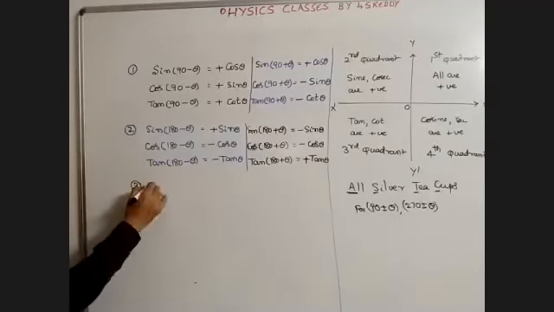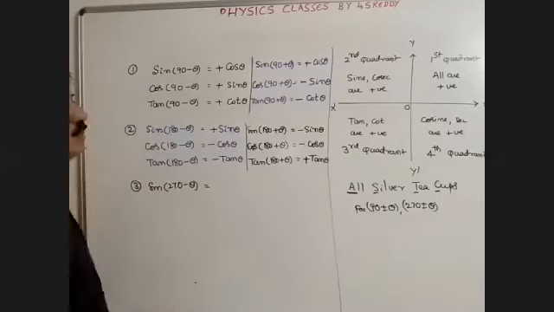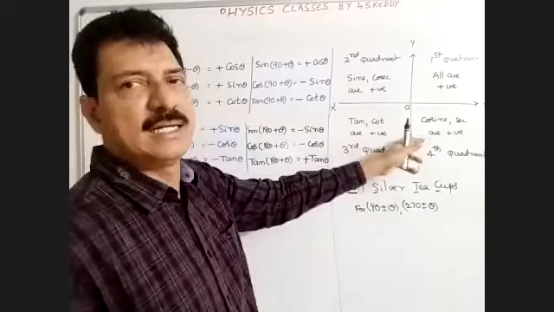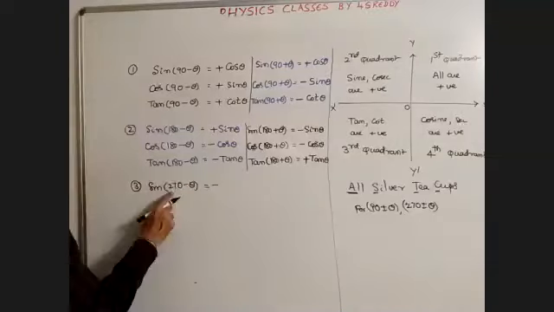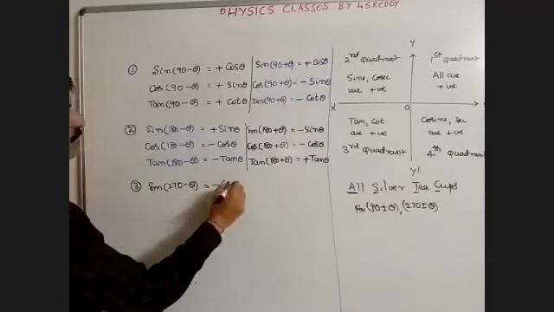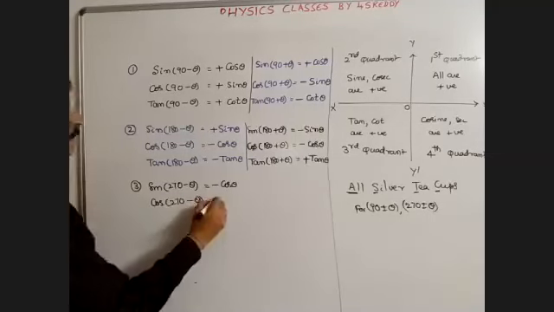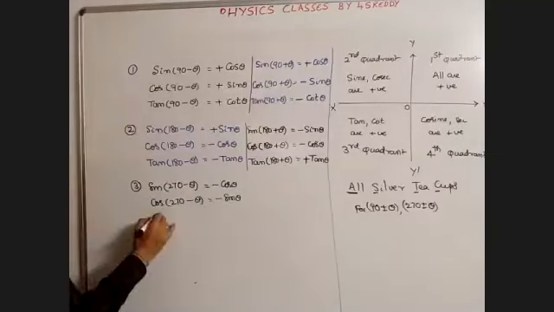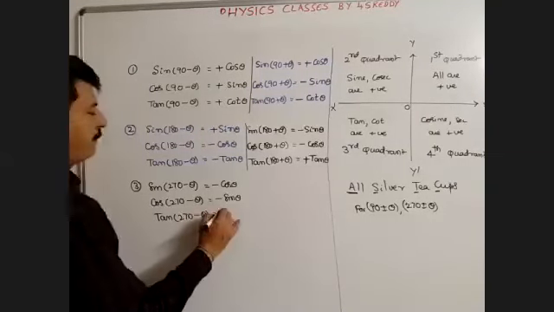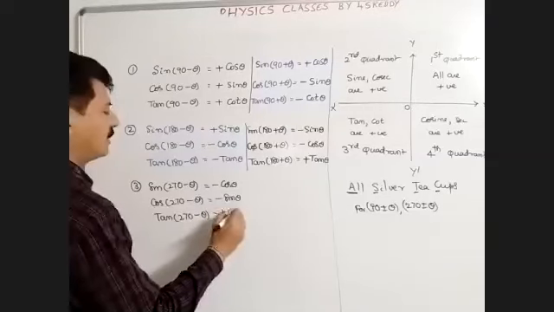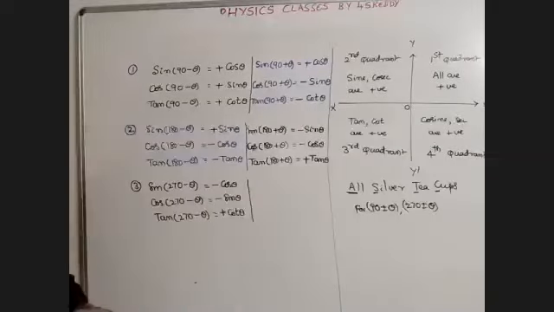Third one, sine(270 minus theta). 270 minus theta lies in the third quadrant. So this becomes minus, sine changes to cos: minus cos theta. Cos(270 minus theta) is minus sine theta. Tan(270 minus theta) is plus cot. Are you able to follow?